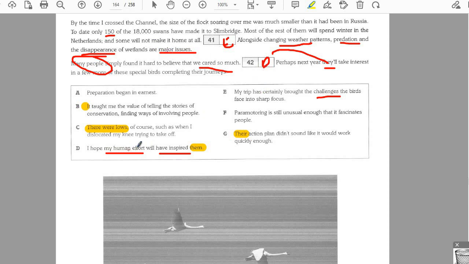Then D, I hope I will have inspired them. So many people find it hard, or found it hard in the past. So inspire these people as them. Then we cared so much. So my human effort is an example of we cared so much, and they refers to them. And then take an interest, that's similar to have inspired. And these are the connections.